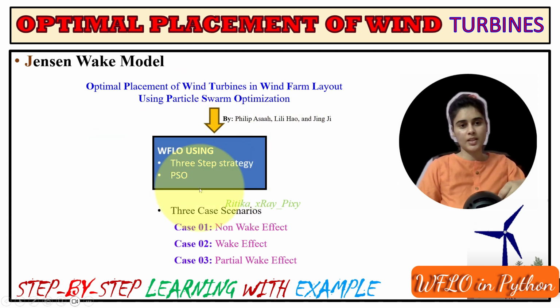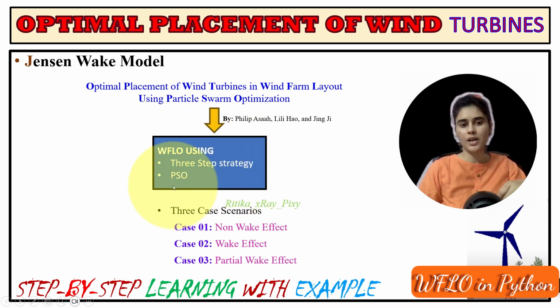Now we will start the implementation part. So we will implement this research paper, the optimal placement of wind turbines in wind farm layout using particle swarm optimization algorithm. In this research paper, for wind farm layout optimization, different strategies are used, that is the 3-step strategy and the particle swarm optimization algorithm. Here in this video we will use just the particle swarm optimization algorithm for simplicity, and to improve results you can add other methods, like here they added the 3-step strategy. Right now we will just use PSO to solve this problem.